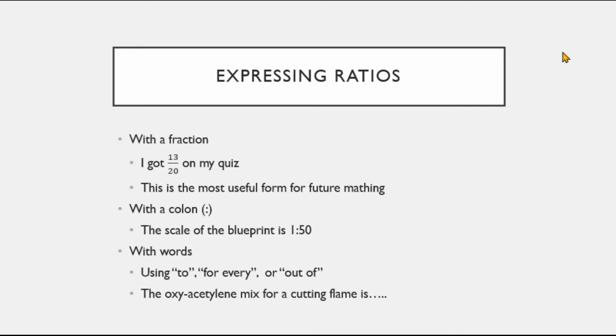So the scale of a blueprint, you'll also often see something like 1 to 50. And you can also use words. 1 to 50. 13 out of 20. One teacher for every 32 students. Or other kinds of mixes that you make in a certain ratio.